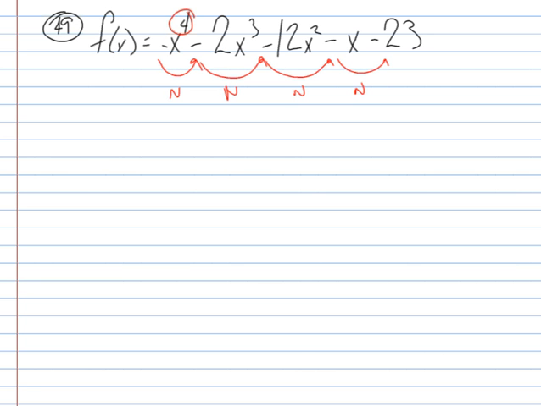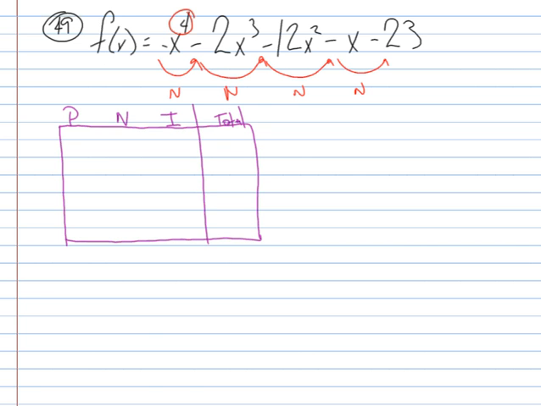I like to set up a nice pretty little table for this. Across over here, down here. Isn't that pretty? I have my positives, I have my negatives, I have my imaginaries, and then I have the total. My total always has to come out to be 4. Well, these are all going to be 0, always.